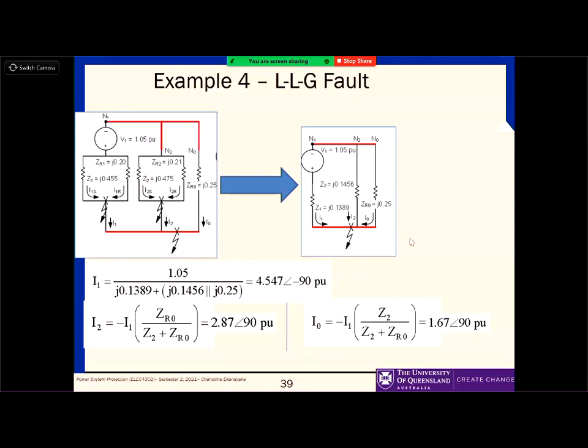Got it? Clear? So this sequence component calculation is important, but also remember that the part missing here is that we didn't calculate the fault current, right? If you want to calculate the fault current, then you have to look at IB or IC, remember, because the fault occurred between B and C, not IA. IA will be 0 always. If you add them, 1, 2, 3, then it will be 0, right?